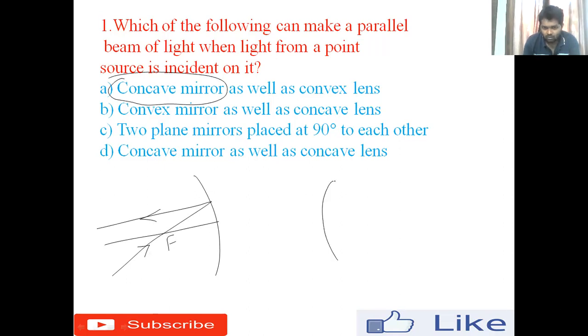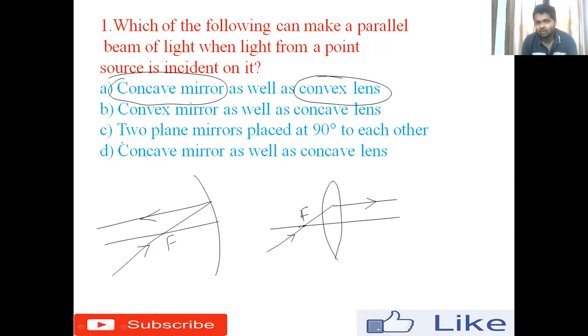Next one. Convex lens. See here, this is the principal axis. This is the focus. Now what is happening? The incident light ray is going via focus. After refraction, it will go parallel to the principal axis. So we can say the convex lens also will produce the parallel ray after refraction, right? So the right answer for this question is option A.